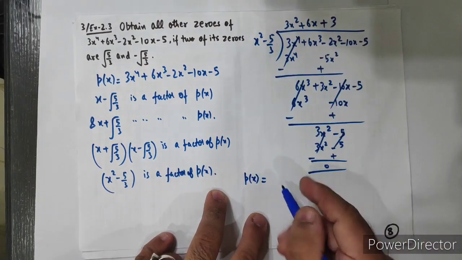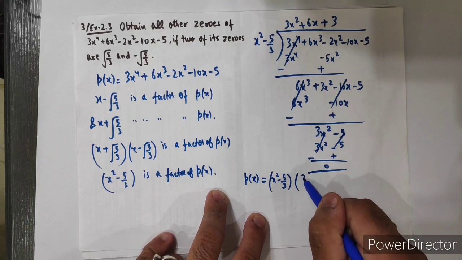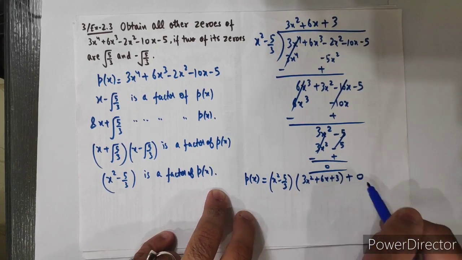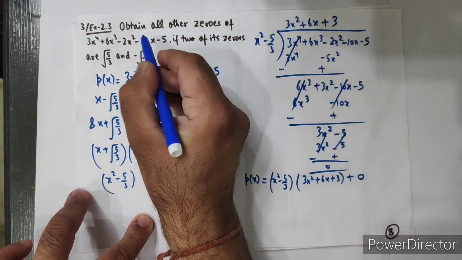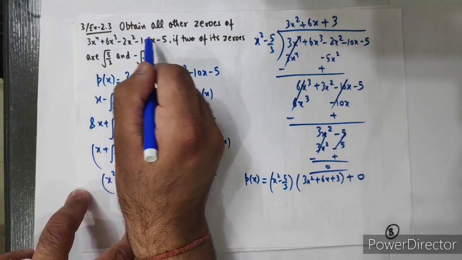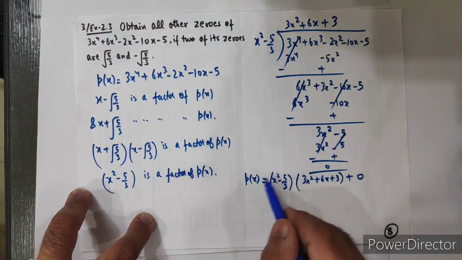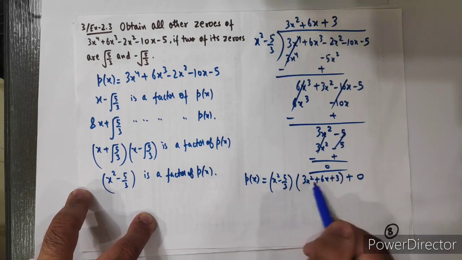So p(x) equals (x square minus 5) by 3 into quotient. The quotient is 3x square plus 6x plus 3, and 0 is the remainder. So we need to find, what was the question? Let us understand once again. Obtain all the other zeros. We need to find the other zeros of this polynomial. Two zeros are given. Now we have split this polynomial p(x) into these two factors.